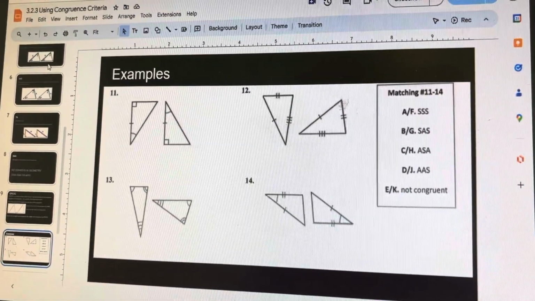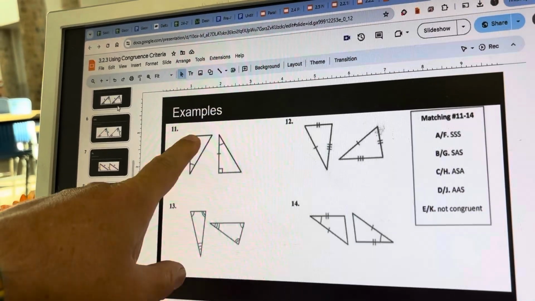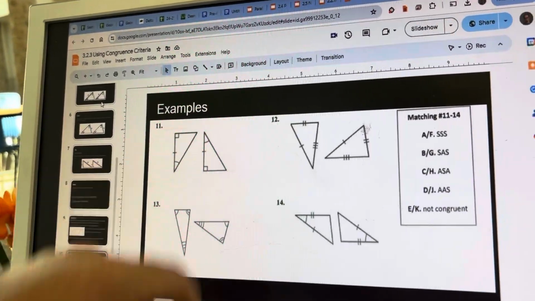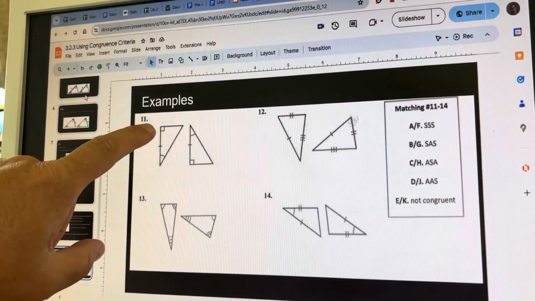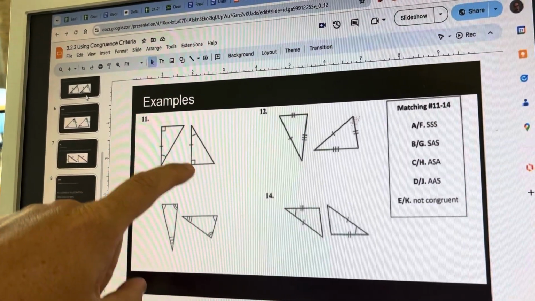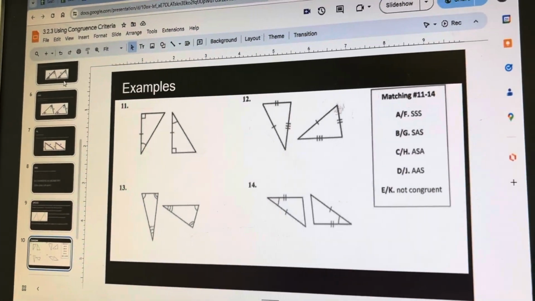So just looking at these, a couple examples here. On number 11, this is a right angle, but we know it's congruent. We're not doing any kind of hypotenuse leg here. So this is actually going to be angle side angle. We can see the angle side angle between the two of them. These two are congruent by angle side angle.